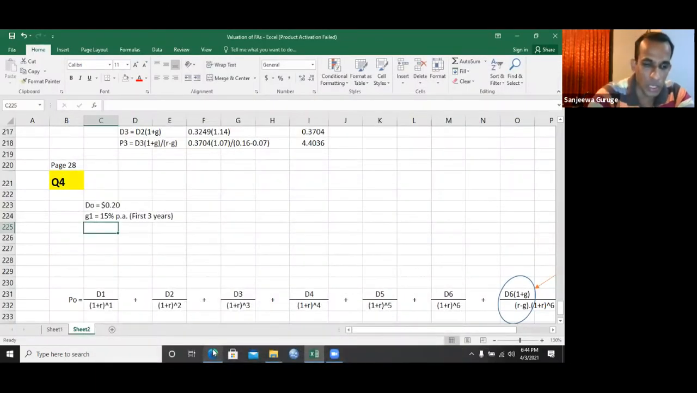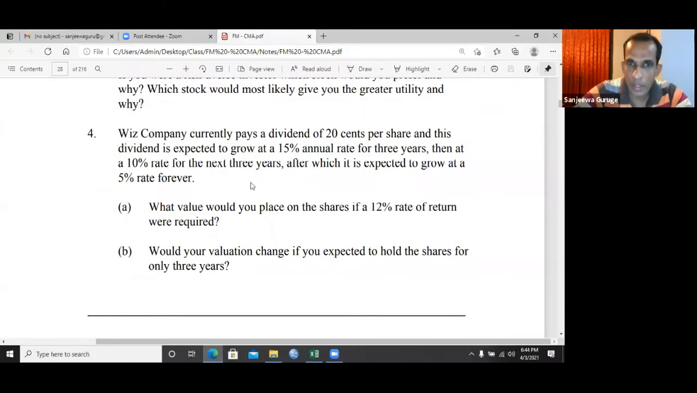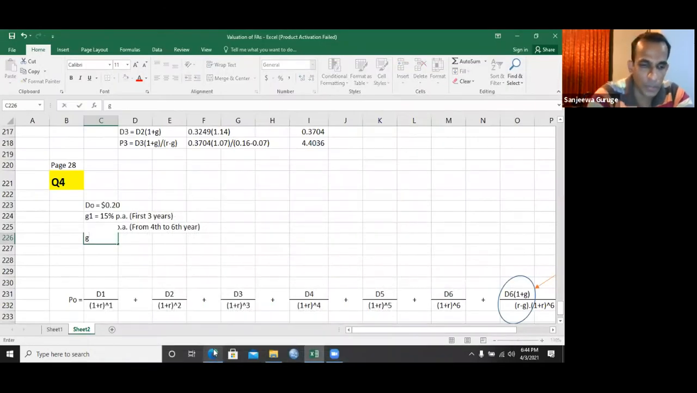Then the second growth rate, 10% for the next 3 years. That means the second growth rate is 10% per annum, from year 4 to 6, that is years 4, 5, and 6. And after which it is expected to grow at 5% rate forever. That means the third growth rate is 5% per annum.